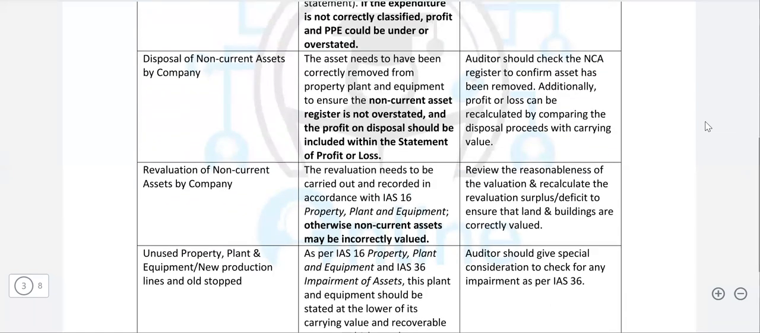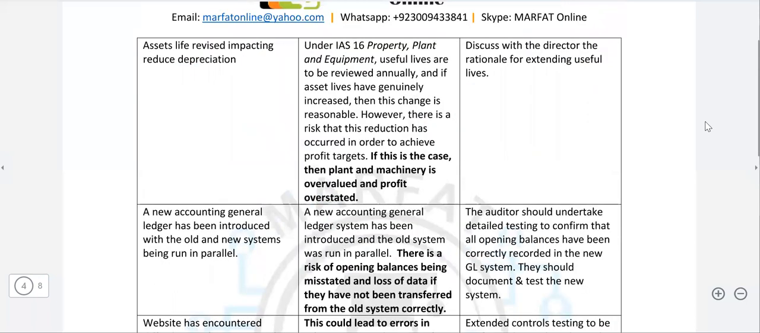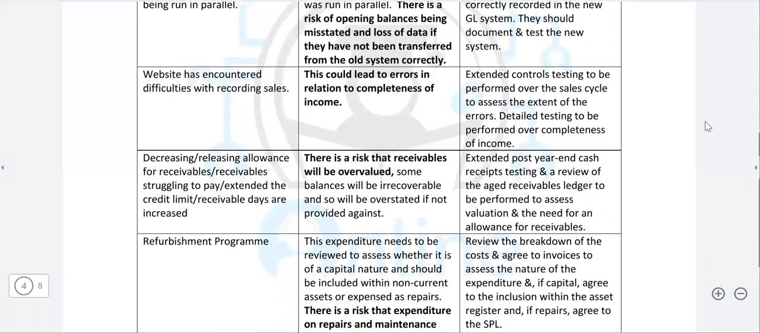So, for example, disposal of a non-current asset by the company. If some students write that the disposal may be done lower than the carrying value, resulting in a loss, this is a business risk. You should be concerned regarding the recording of that within the financial statement: if they've disposed of the asset, it should be removed from the asset register. The gain or loss should be recorded in the profit and loss. So anything which you are thinking like a businessman related to the business is a business risk, and you won't get any marks for that.